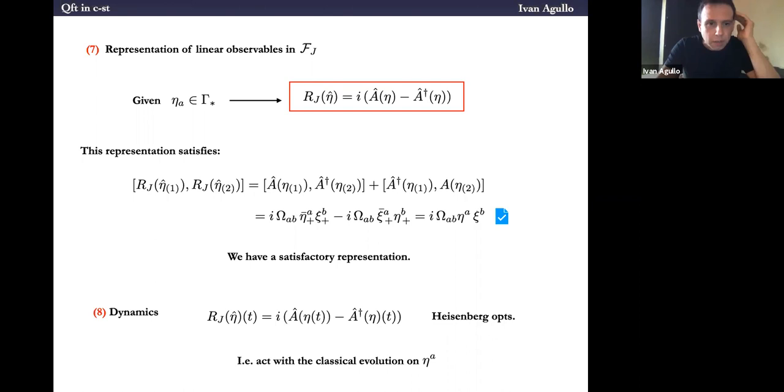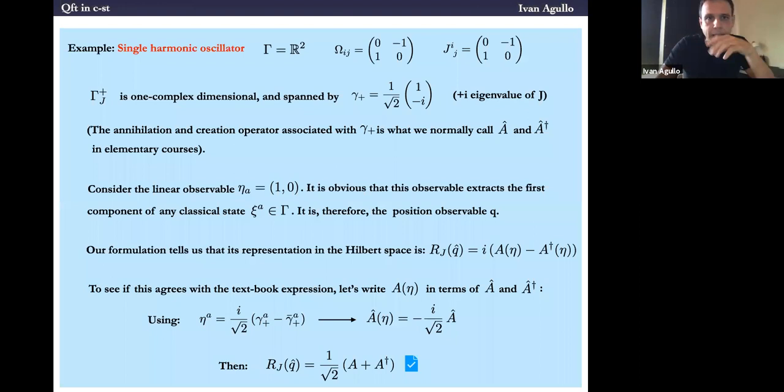Just to finish this part, dynamics. How do I do time evolution? Very easy. You just take the same formula that I have above, but you replace eta by the time evolution of eta in the classical theory. So remember, eta is an element of the classical phase space. So you just evolve it and use the same formula. That is exactly the way the Heisenberg operator evolves. Okay, and I have here an example with the harmonic oscillator that you can check if you want.